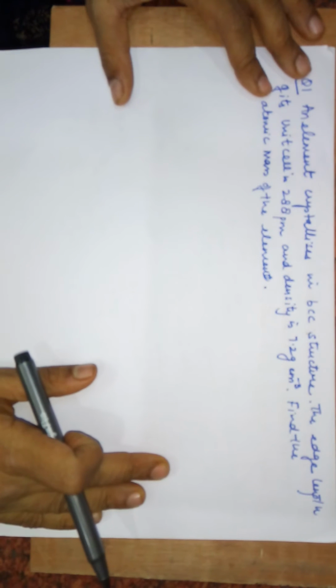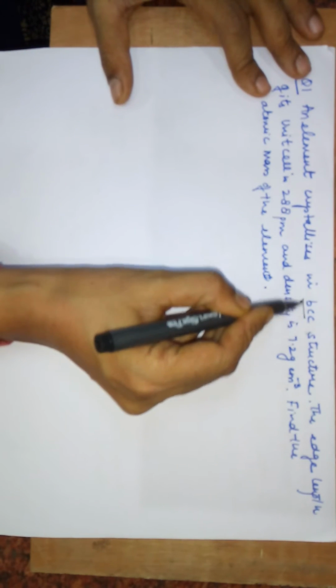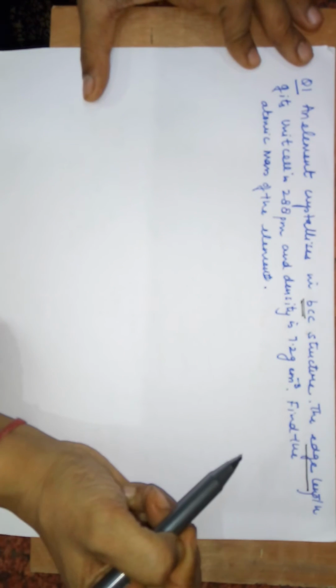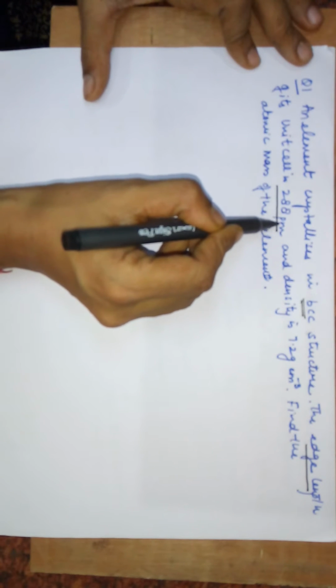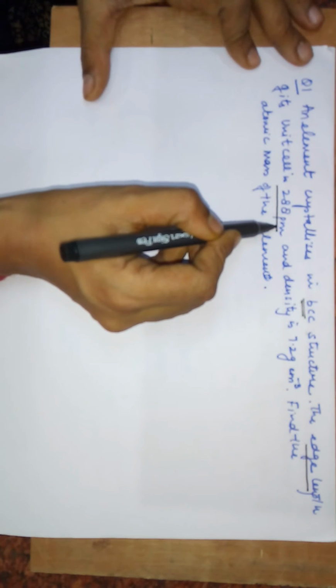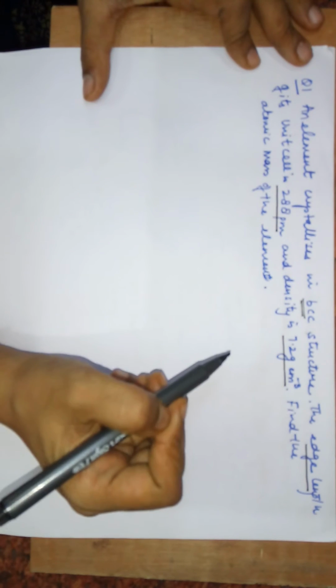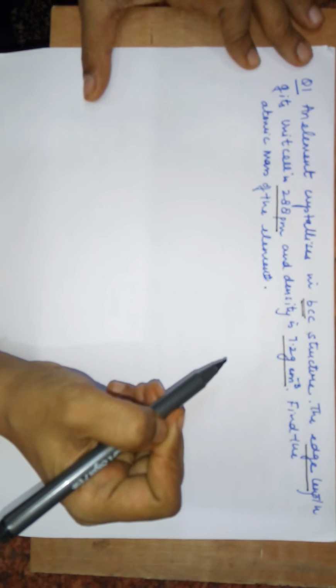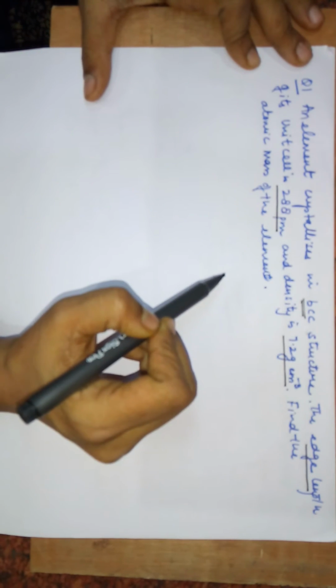Moving on to the first numerical. Let's go through the numerical. An element crystallizes in BCC. That's given to you. The edge length, that becomes your A value, of the unit cell is 288 picometers. So you need to convert. The density is 7.2 grams per centimeter cube, which means your length has to be in centimeters.